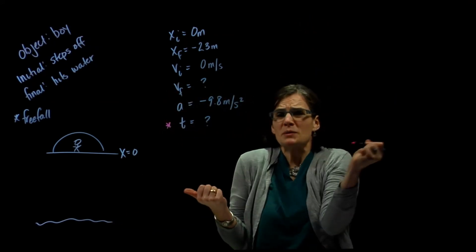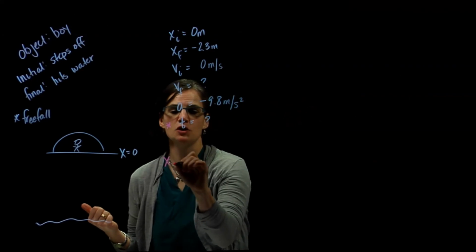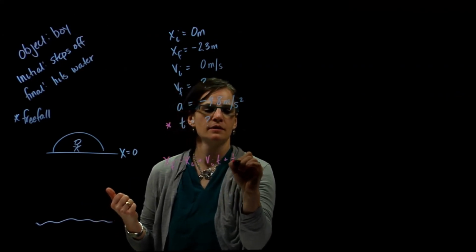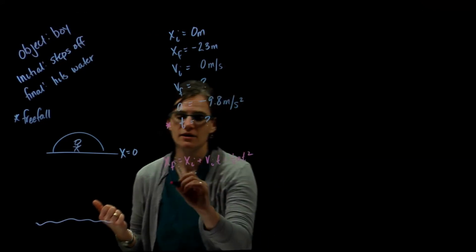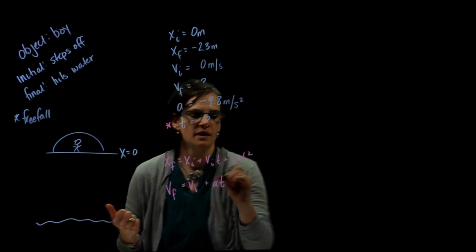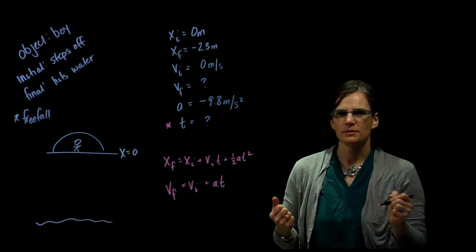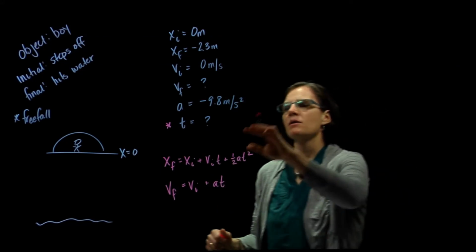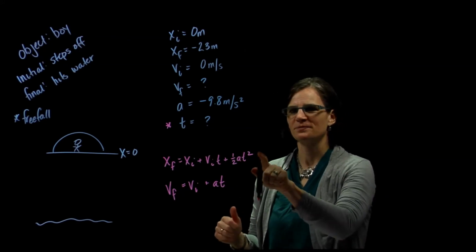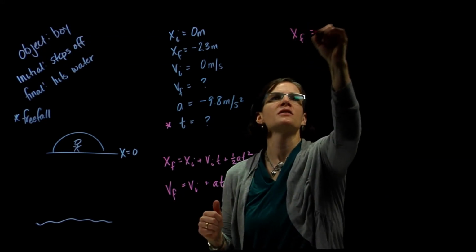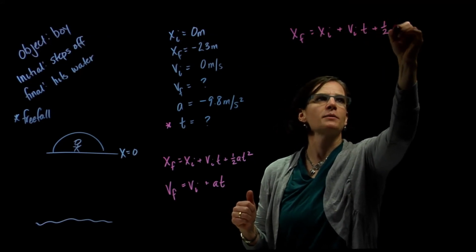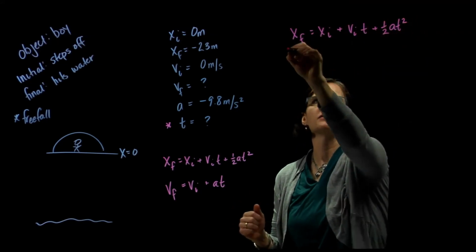So both equations, remember we have two. One is related to position, and the other is related to velocity. They'll both have time in them, so which one's going to help us get at that time? Well, that's when we look to see which one has more variables we know. Turns out it's that position equation. So x final equals x initial plus v initial t plus 1/2 a t squared.